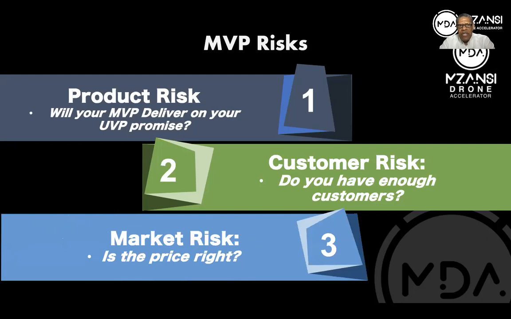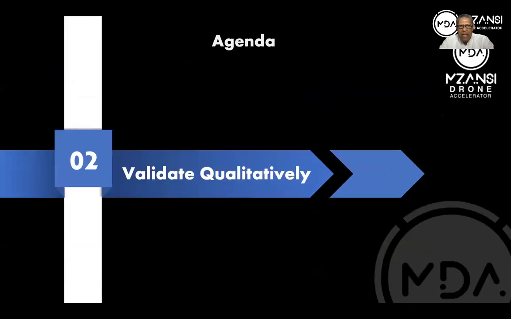The price that you set might not get you to break into that market. So you've got to be sure that the price is right. So in the testing that we're going to be doing, these are the things that we'll be testing. We're going to be testing if the product is delivering on the UVP, if we've got enough customers, and if the price is right. Now let's get down to it.